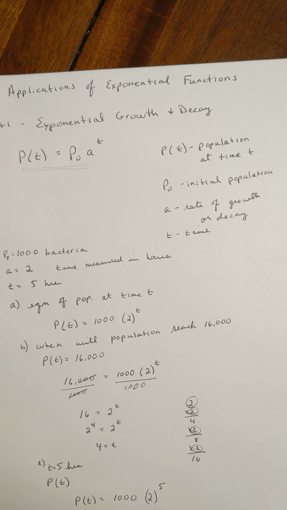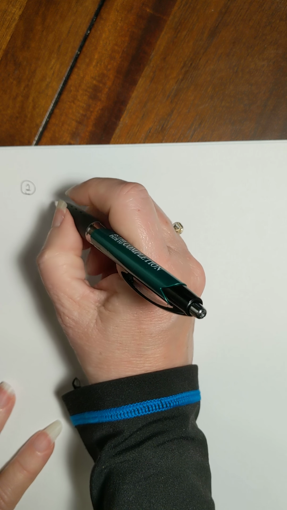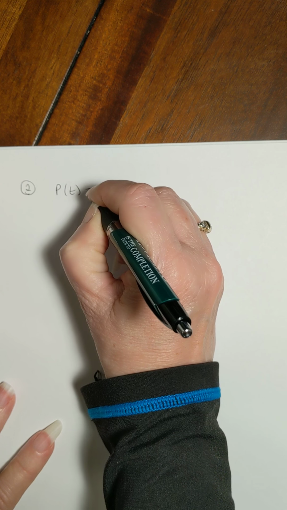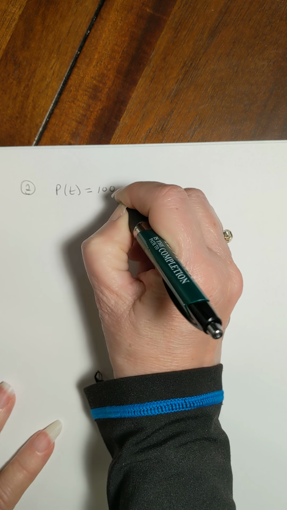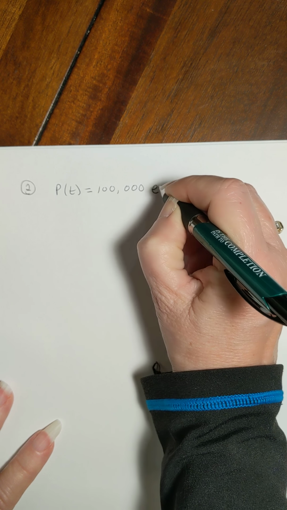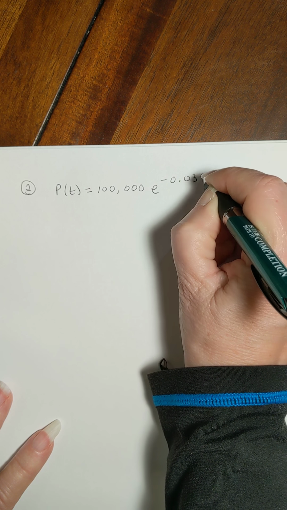Okay, now let's look at another problem like this. And sometimes they just come out and give you the formula. So they give you the formula that P of t is equal to 100,000 e to the negative 0.03 t.